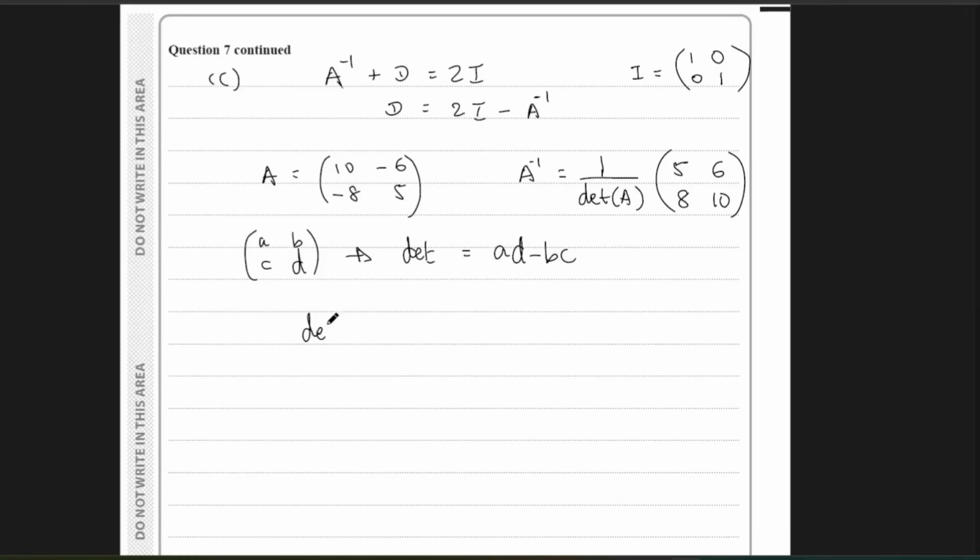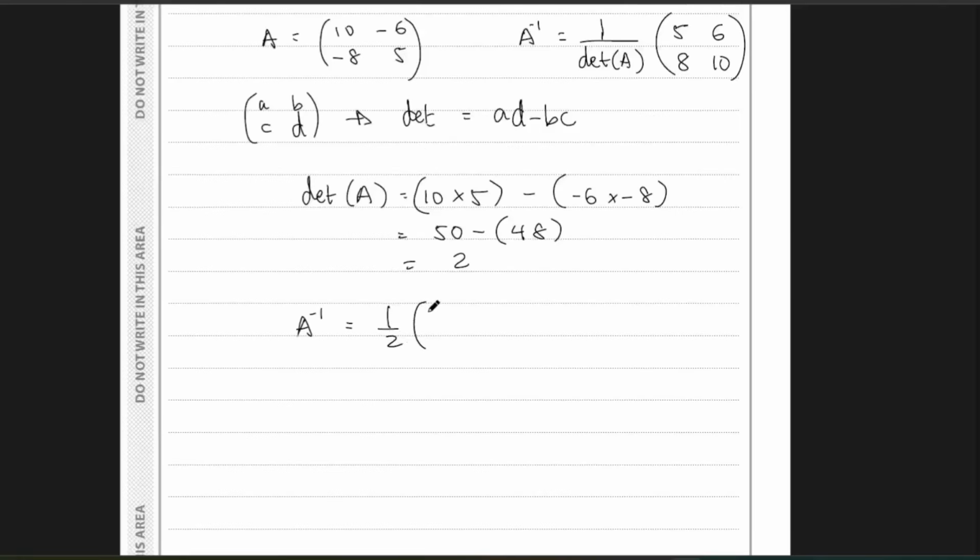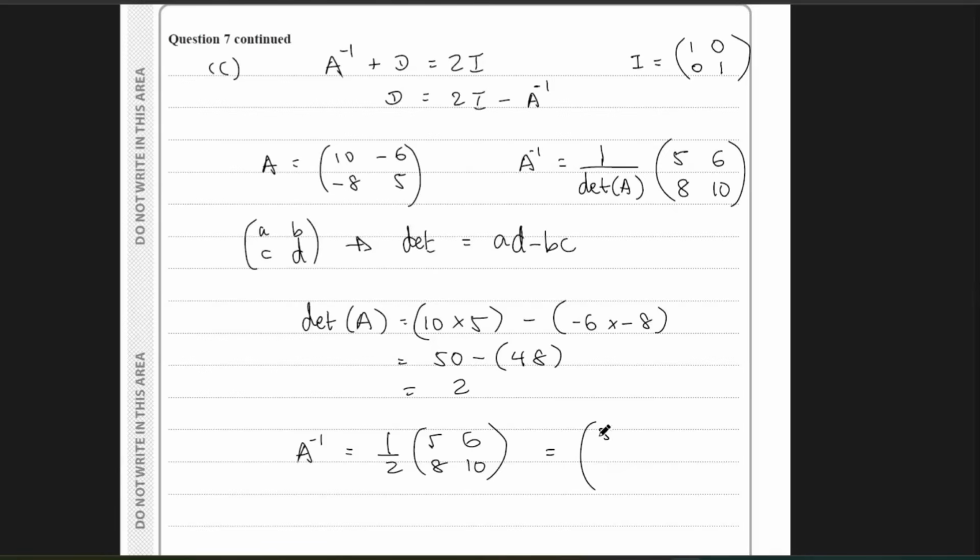So let's find it. Determinant of A is equal to AD minus BC. So A is 10, D is 5, AD minus BC. B is minus 6 times C is minus 8. So we have 50 minus 6 times 8. The minus signs cancel. 6 times 8 is 48, and the determinant of A equals 2. So the inverse of A is 1/2 times 5, 6, 8, 10, which can be simplified to 5/2, 3, 4, and 5.